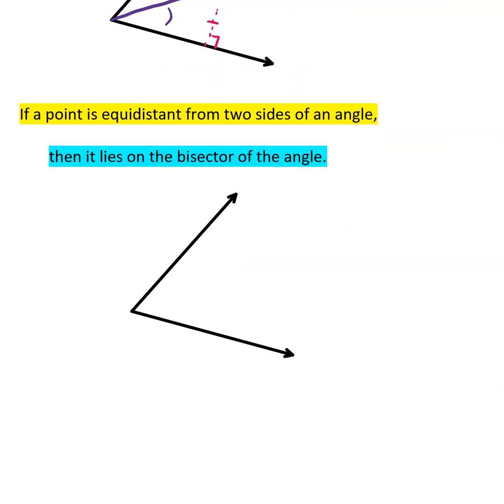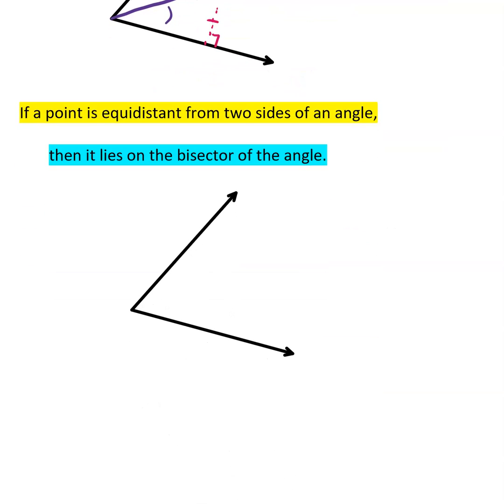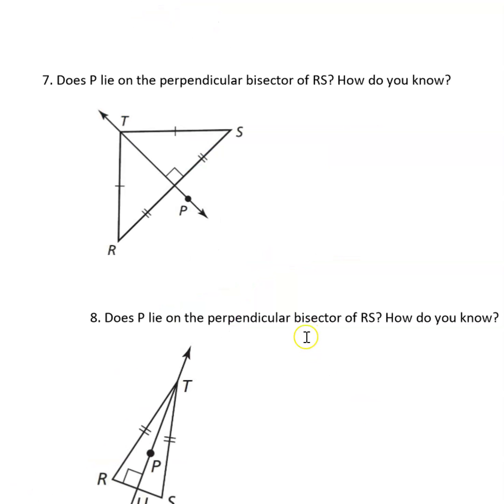The converse of that theorem said if a point is equidistant from the two sides of an angle. So if we know that there's a point right here, P, and we know that the distance to this side of the angle is the same as the distance to this side of the angle, then we know that that point P has to lie on the angle bisector. So we would know then that these two angles are the same. And that's what you have when you have an angle bisector and a perpendicular bisector. That's what you know.